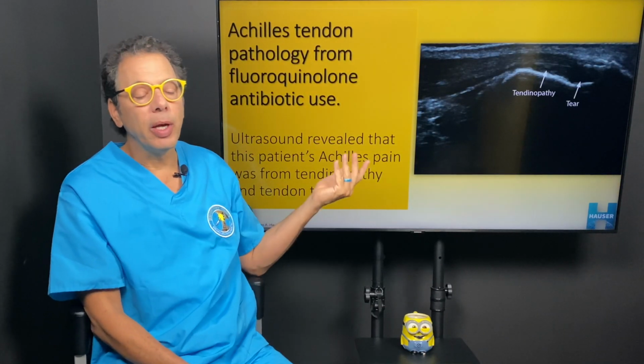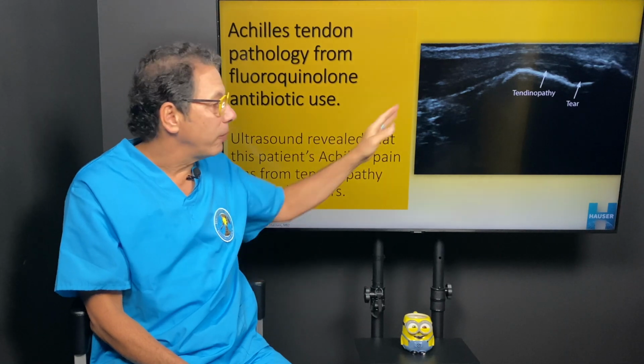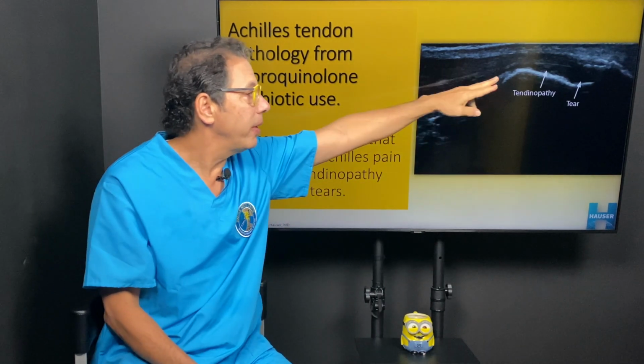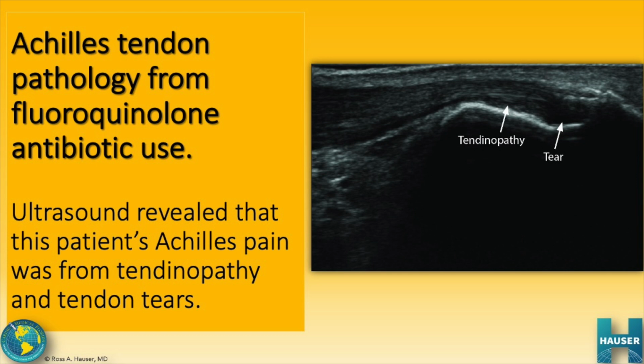So when a person comes into the office, we do an ultrasound. So this is what an ultrasound of the Achilles tendon looks like. Normal Achilles tendon under ultrasound is very, very white. Tendinosis or tendinopathy is when it gets gray, and a tear is when it gets black.